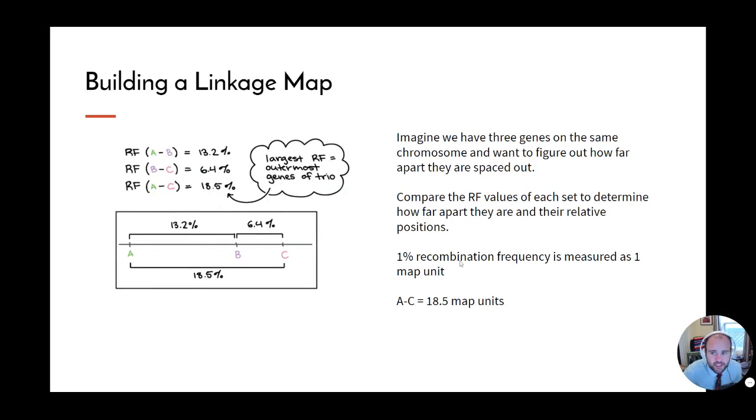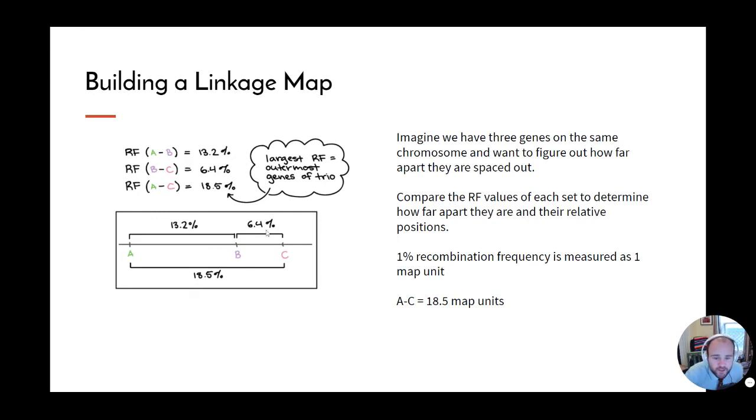Well, we can start to build a gene linkage map. So say we had 3 genes on the same chromosome, and we found out the recombination rate between A and B, between B and C, and A and C. We're going to assume that the largest recombination frequency are the furthest apart, the smallest is going to be closer together, and then we can start to figure out and build a map for how far apart these are.